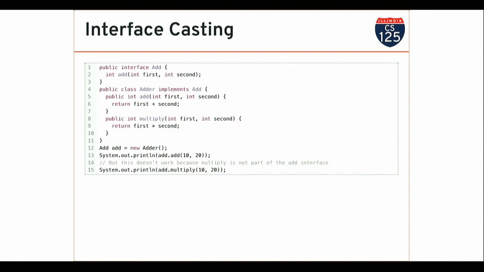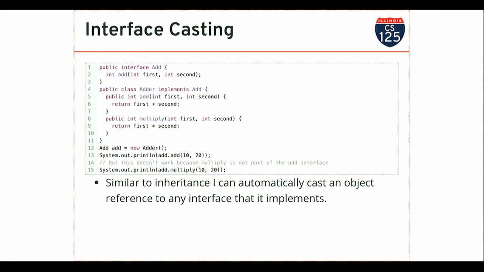If this was an adder, I could call both methods. But because I've cast it to the interface type, I can only call methods that are part of the interface, even though that second method, multiply, is public. So if I had a reference to that type of object, I could call it. But if I have a reference to an interface, I can only call the methods defined on that interface.